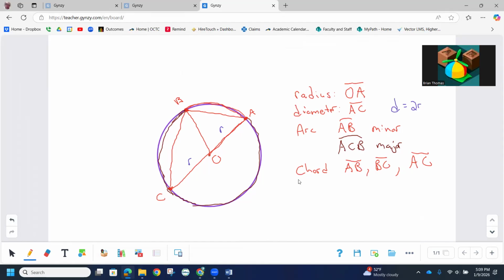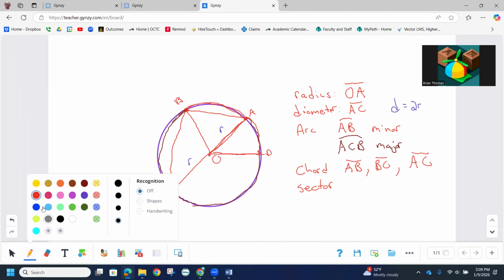Some other things we could say we have here is what's called a sector. A sector is when we have a radius and another radius. If we call this point D, we have this radius OA and this radius OD, and we have this arc AD. Notice how they enclose this region. So we have this closure. That closure, that region, is described as a sector.